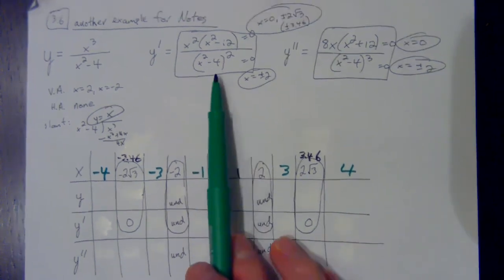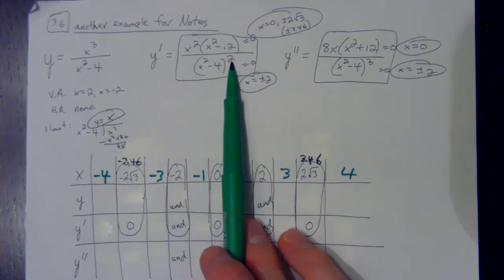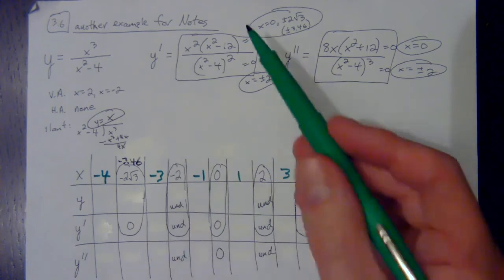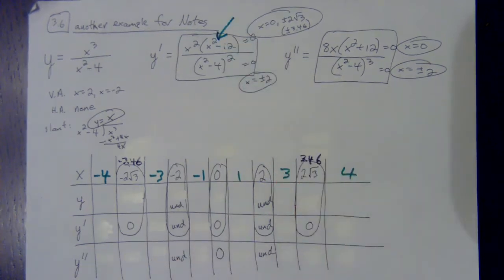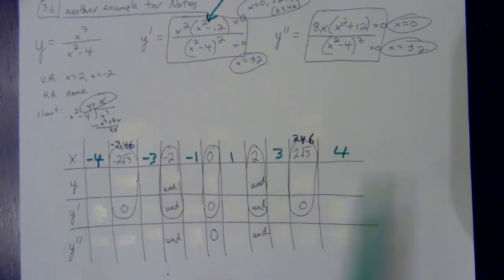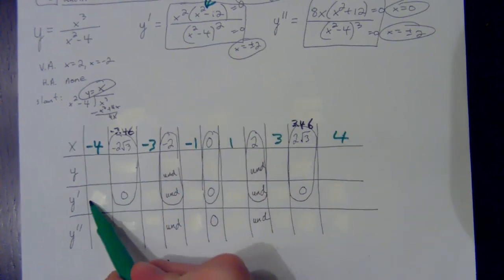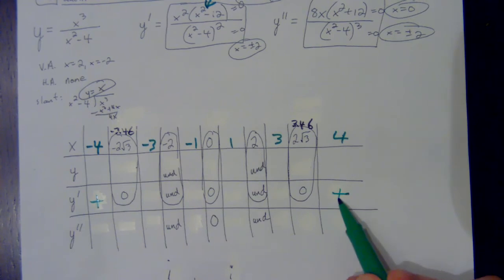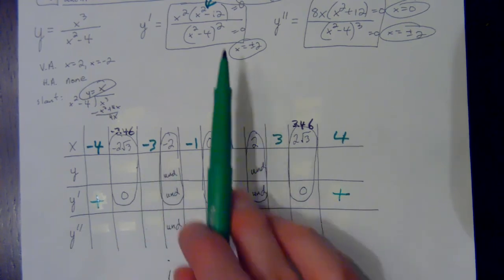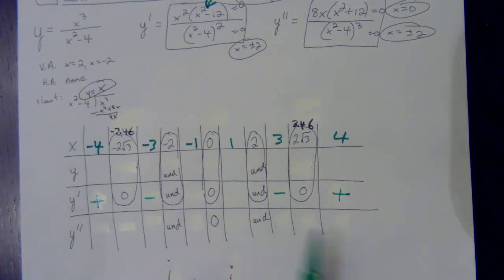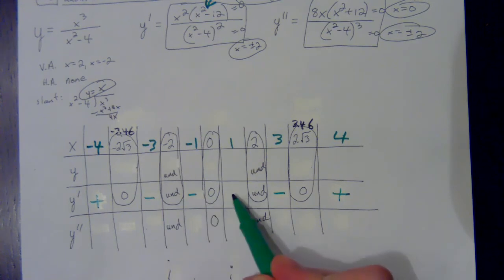Now, when you look at the first derivative, this is being squared, which means it's always positive. This is being squared, which means it's always positive. So when I'm plugging in, I really only need to do the x squared minus 12. If I plug in the 4 and the negative 4, I get 16 minus 12, which is positive. So I get a positive there and a positive there. If I plug in a 3 and a negative 3, I get 9 minus 12, which is a negative there and a negative there. If I plug in 1 and negative 1, I get 1 minus 12, which is another negative there and a negative there.